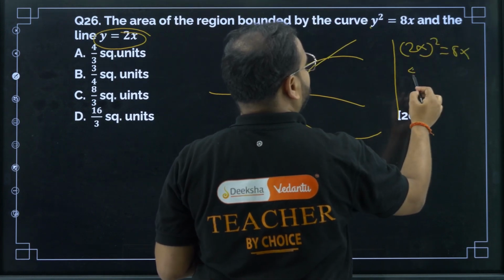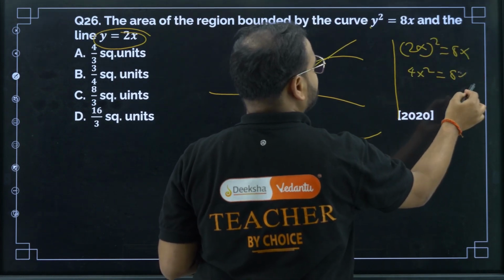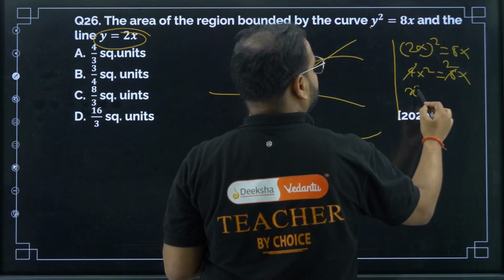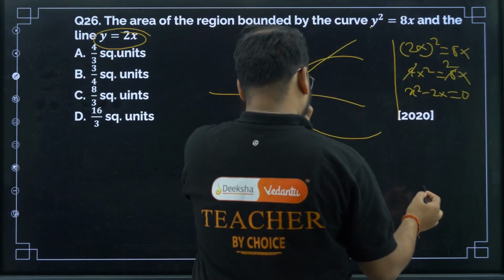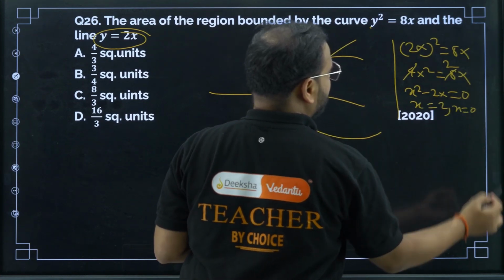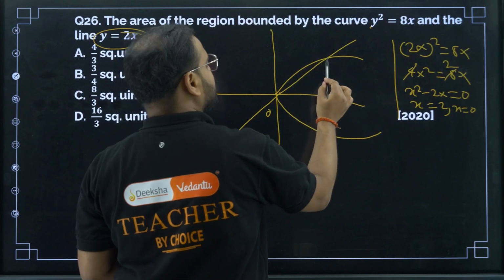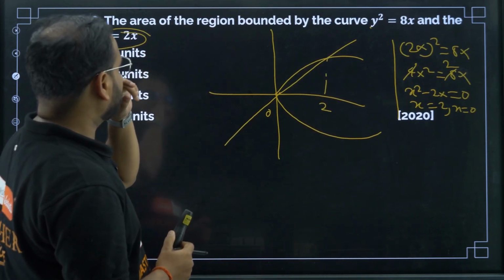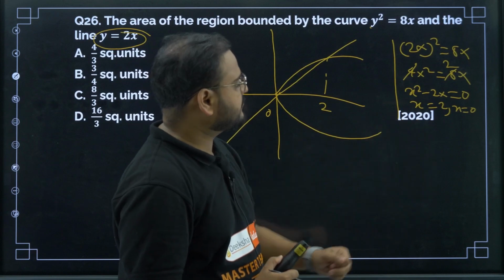How much is that? 4x square equals to 8x. Okay. So cancel this. We're going to get x square minus 2x equals to 0. So how much is that? X equals to 2 and x equals to 0 are my points. So this is my 0 and this point is 2. Region boundary, correct. X equals to 2. Correct.